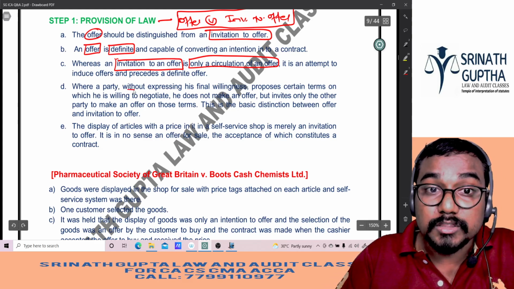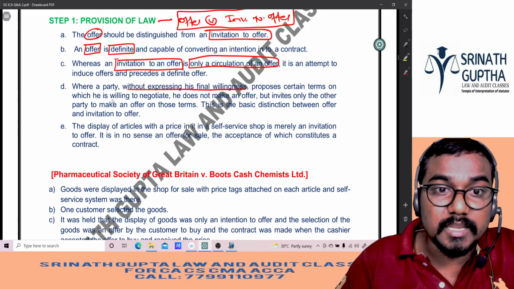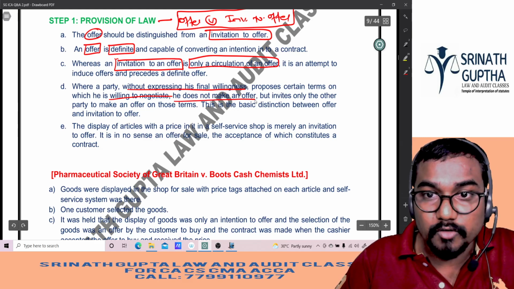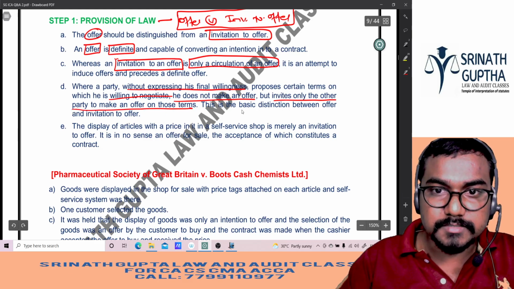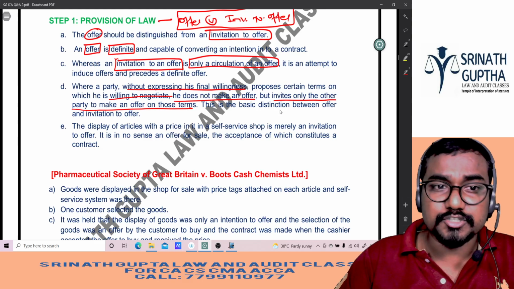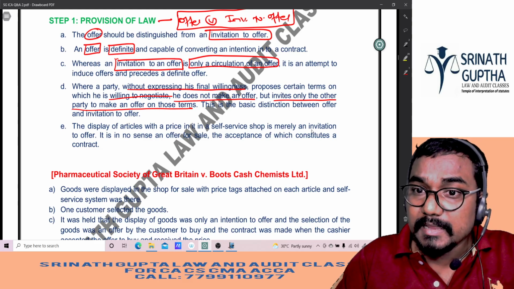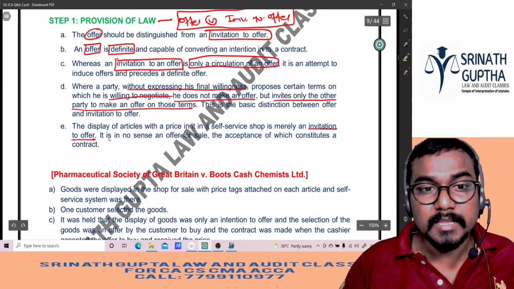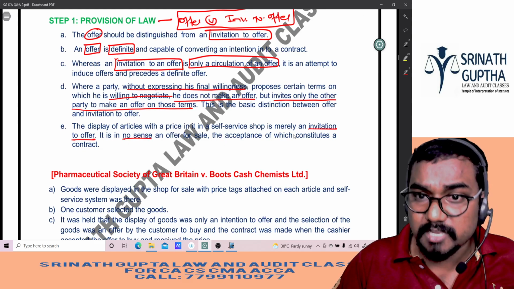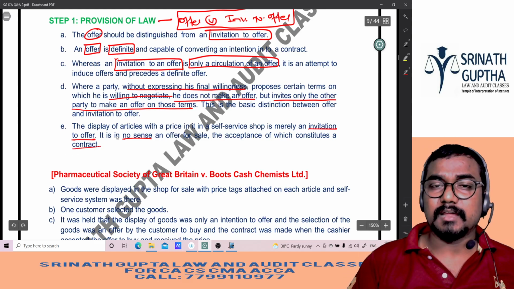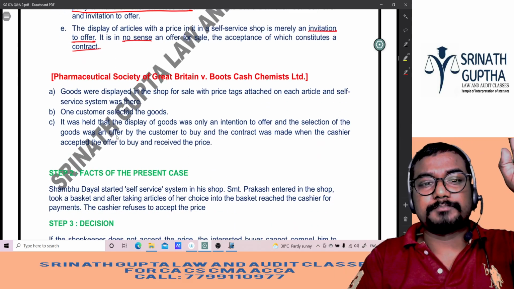Where a party, without expressing his final willingness, proposes certain terms on which he is willing to negotiate, does not make an offer. It is only an invitation to the other party to make the offers on those terms. So this is the basic difference between offer and invitation to offer. Display of the articles with the price in a self-service system is merely an invitation to offer but not an offer. It is in no sense an offer for sale, so acceptance of it does not create any contract. My intention is not to give an offer, but to invite offers from customers. That's why I'm displaying the goods in the shop.